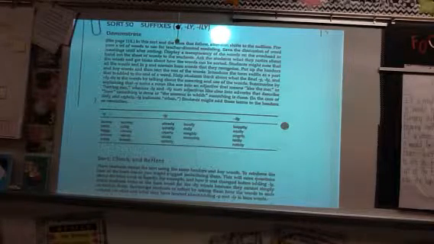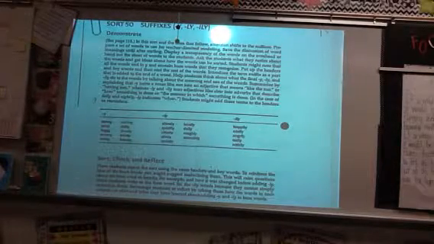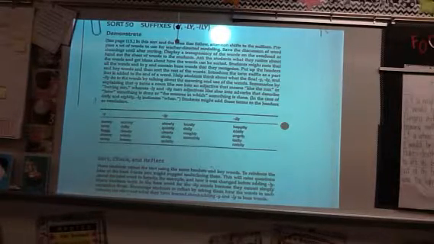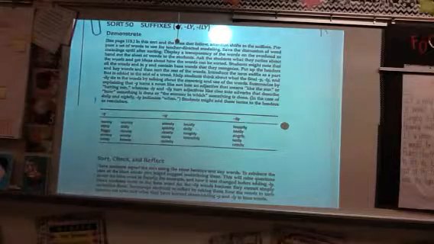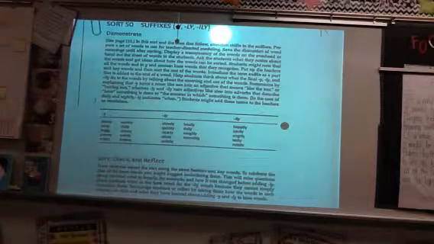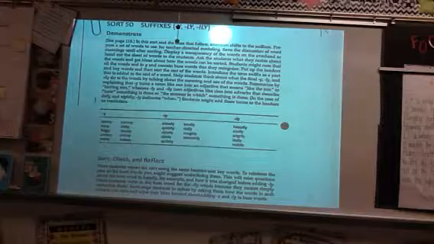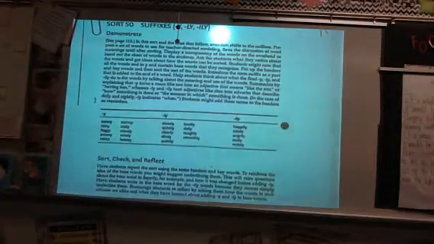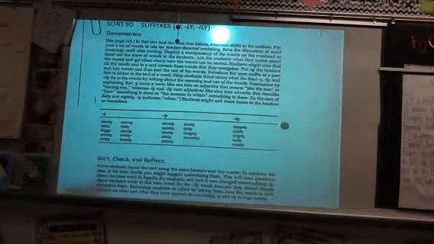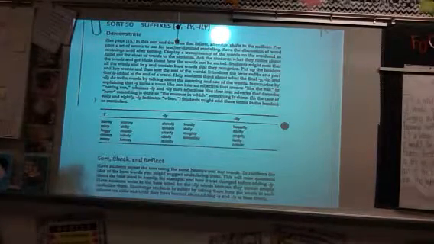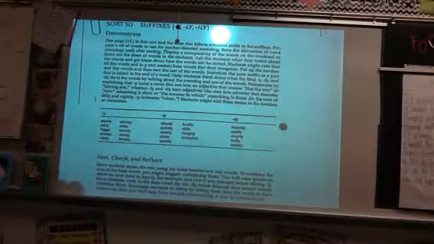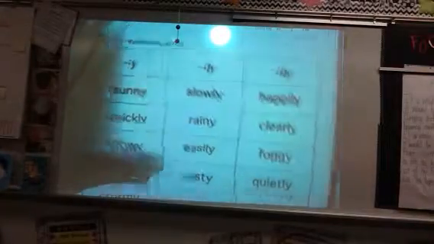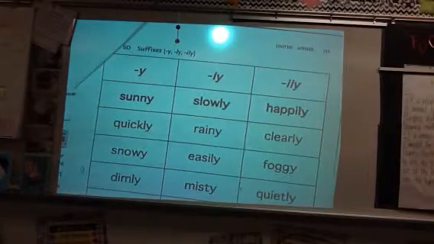a y at the end can turn a noun like sun into an adjective that means having sun, like sunny. Whereas ly and ily turn adjectives like slow into adverbs, like how does it move? Slowly. So that's what we're going to be talking about this week, how adding y, ly, and ily can change the part of speech of a word. So those are your three categories, and there are no oddballs in this week's group.